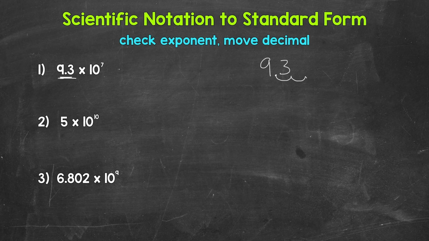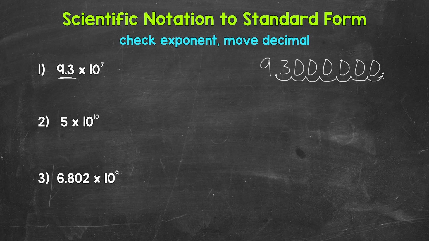1, 2, 3, 4, 5, 6, 7. And now we can fill those gaps, those places, with zeros. So we need a 0 here, here, here, here, here, and here. And that's our standard form.